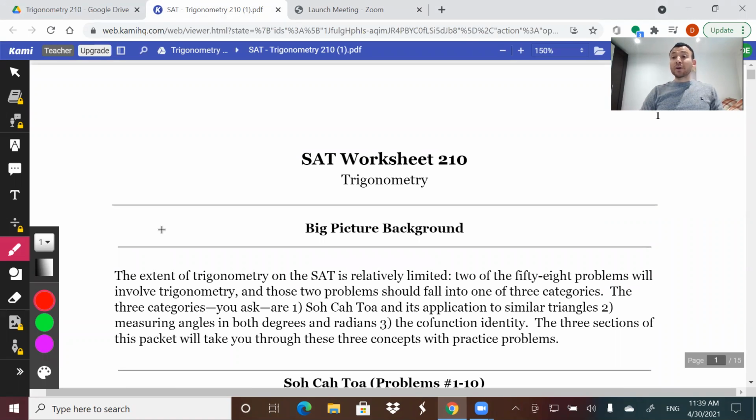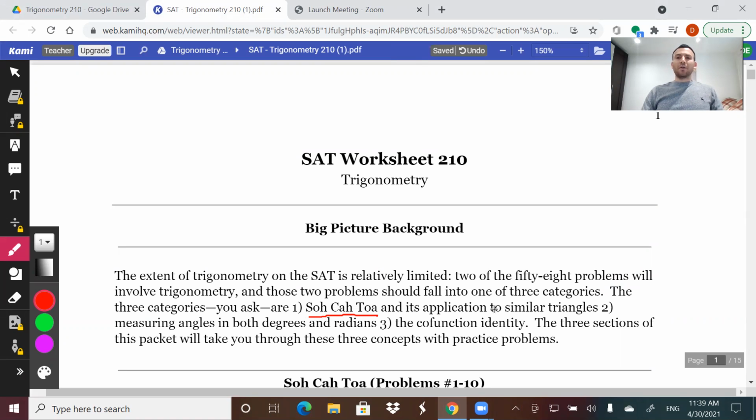In fact, there are 3 ways it will be tested, and the packet has subsections that explicitly go through each of the 3 ways. The first of the 3 is you're going to have to understand SOH CAH TOA, and you need to understand how it sets up proportions with similar triangles and often a triangle inside a triangle. The other thing you need to be able to do is convert back and forth between degrees and radians. Both measure an angle, they're just different units to measure an angle.